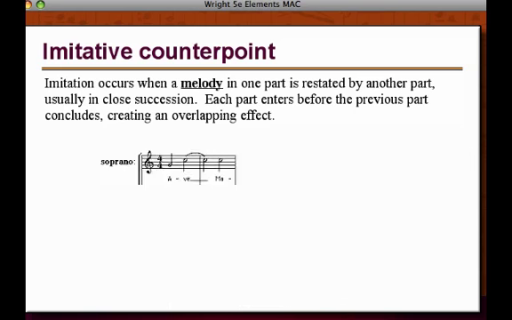Starts in the sopranos and it works its way down. Notice every time the new vocal part comes in, they sing the same motive. There's that leap of a fourth and then the repeated tone using the same words, so it's pretty easy to hear it.